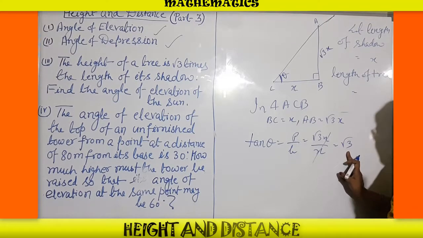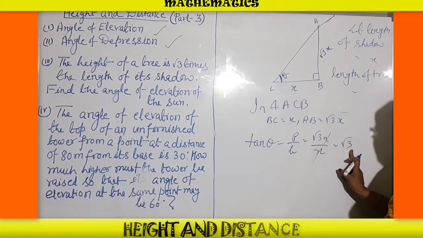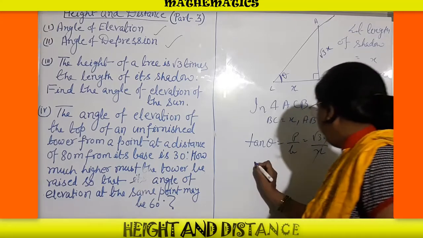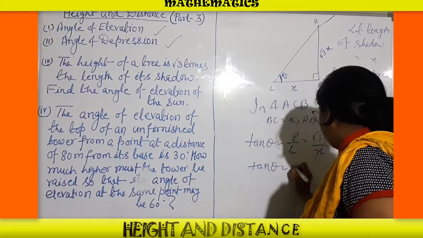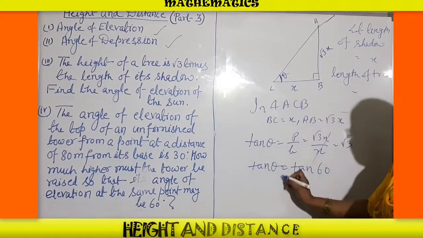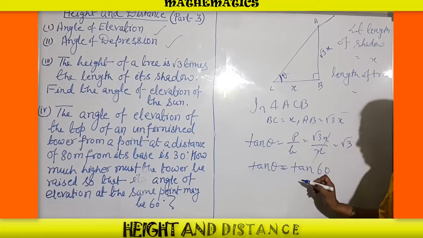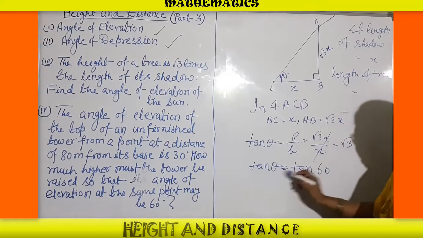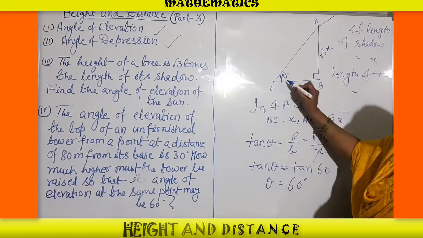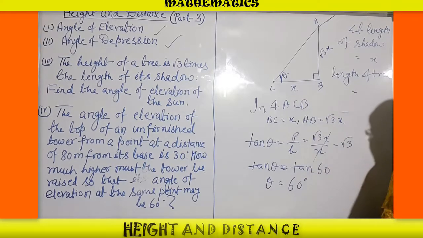Then what value of trigonometrical ratio tan is root 3? That is 60 degree. So for root 3 we will take tan theta is equal to tan 60 degree. We can't cut tan on both sides, that is the wrong method. Comparing both angles, theta is equal to 60 degree. It means the angle of elevation of the sun at that time is 60 degree.